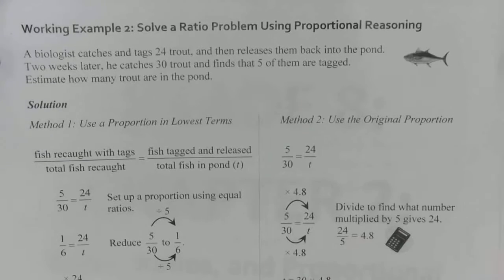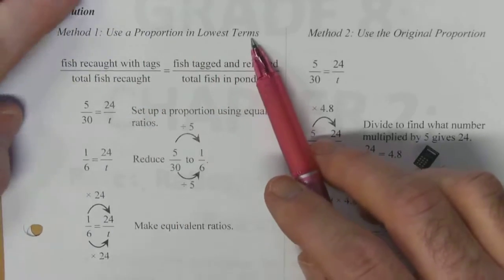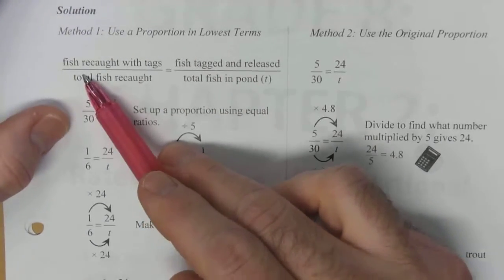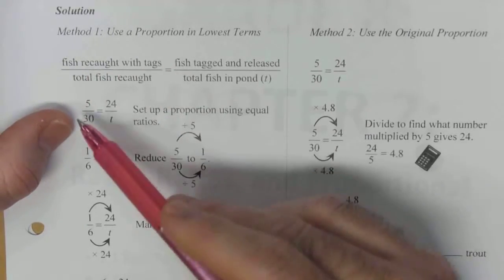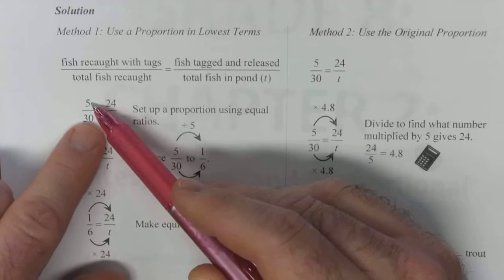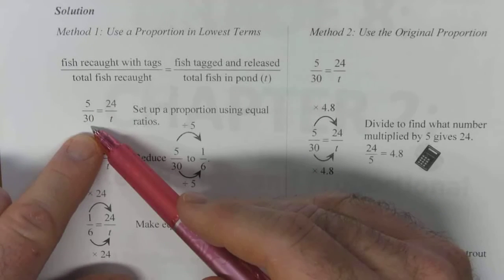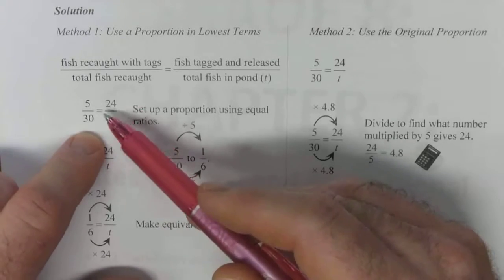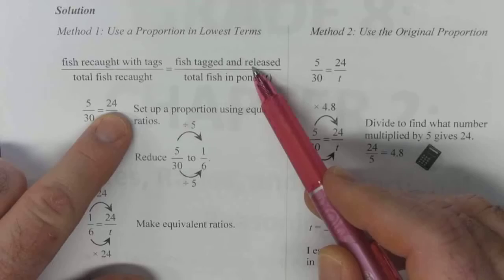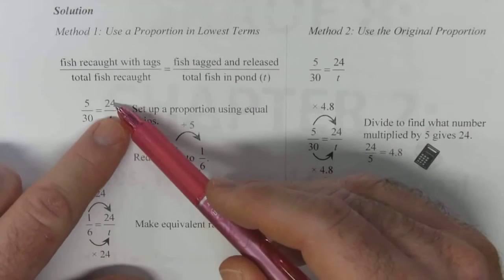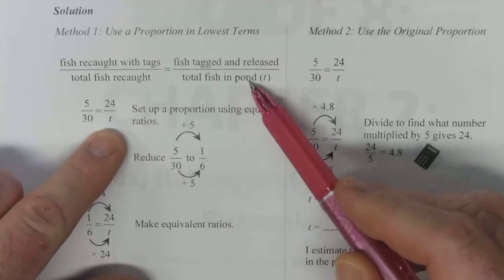So again, we've got 2 methods. Let's start with method number 1, using a proportion in lowest terms. So we can set up a proportion or a ratio. Fish recaught with tags, we said there was 5 when he recaught them. There were 5 with tag out of a total of 30 that were caught. That is equal to the number of fish that were tagged and released. Well, that was 24. And the bottom is going to be the total number of fish in the pond.